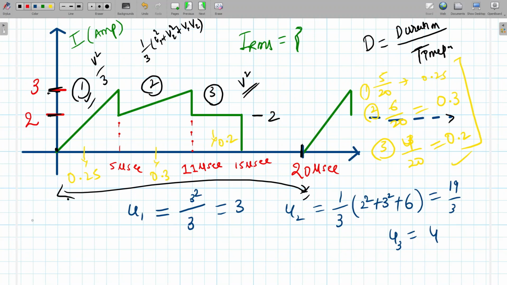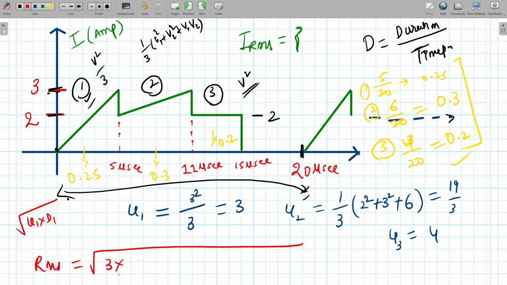So what will be the final answer? How much are you getting, 1.86? Okay, I will also calculate. RMS 1 square will be U1 into D1, so simply we will multiply U1 into D1. So 3 into 0.25, plus RMS 2 square will be U2 into D2, so 19 by 3 into 0.3, and RMS 3 square is equal to U3 into D3, so 4 into 0.2. Is it correct? Okay, let me calculate.